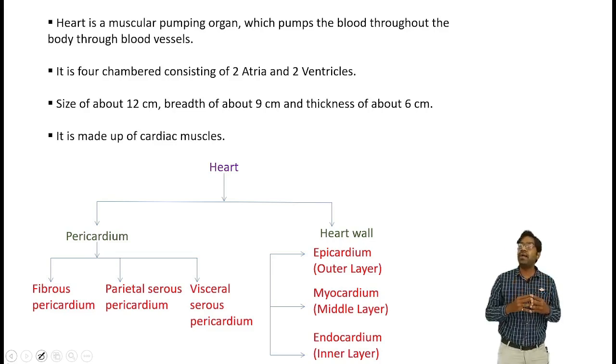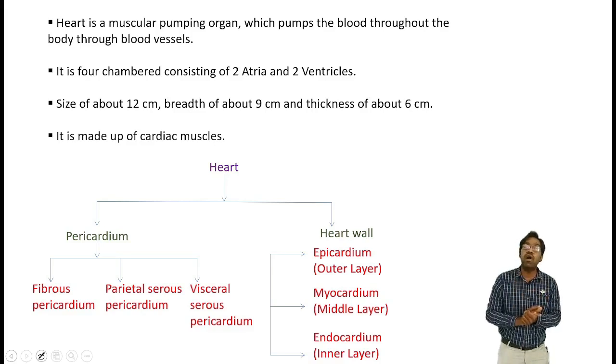Then the next point is the division of the heart structure. The heart is divided into two main parts. First is the pericardium. What is the meaning of pericardium? The outermost layer which covers the heart is called the pericardium. What is the meaning of peri? Peri means around the heart. That is called the pericardium. The pericardium is divided into three main components. The first one is the fibrous pericardium, which consists of dense thick connective tissue. It will prevent distension of the heart.